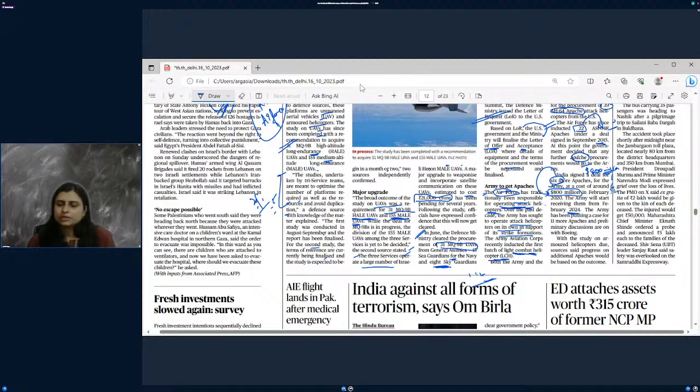Just a minute. Okay. The army has been pushing a case for 11 more Apaches, and preliminary discussions are on with Boeing. That means Boeing is the corporation that deals with the manufacturing of the helicopters. With the study on armored helicopters, two sources said progress on additional Apaches would be based on the outcome.